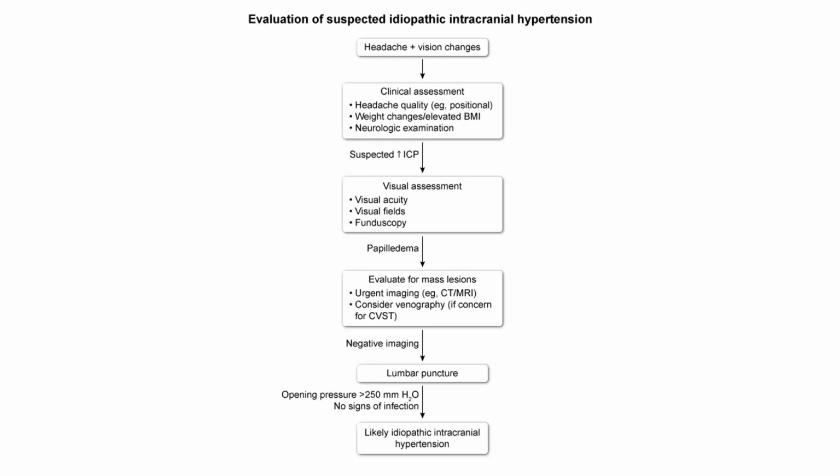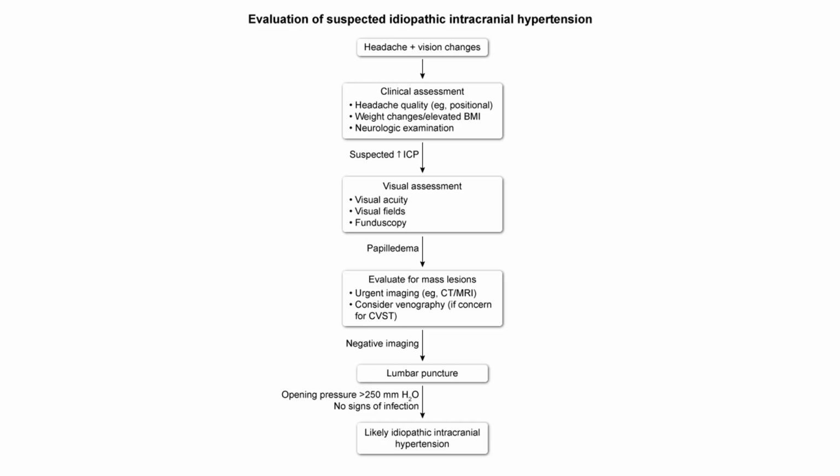And how will you evaluate a patient with IIH? If there is a patient with a headache and vision changes, two things: headache and vision changes. What's the clinical assessment? Headache quality. Is it positional? There may be elevated BMI. There should be a neurological examination. As there are vision problems, you should do a neurological examination because there may be sixth nerve palsy.